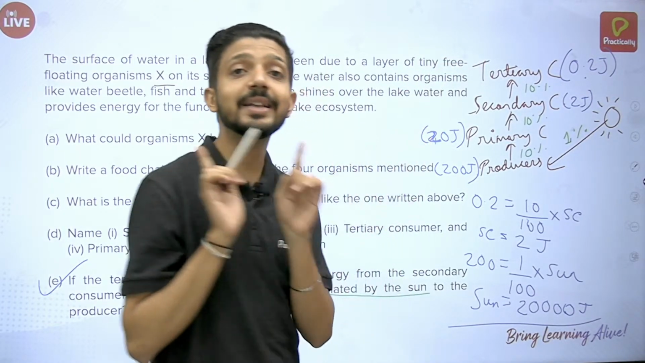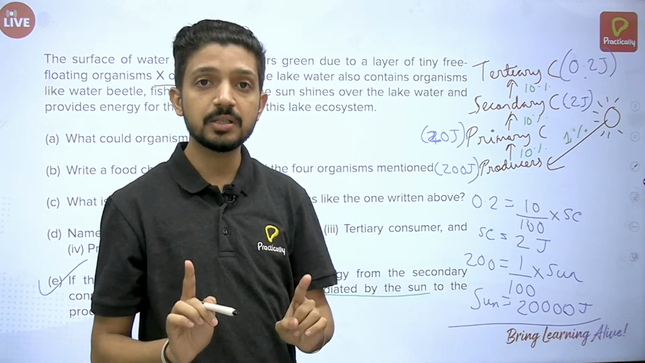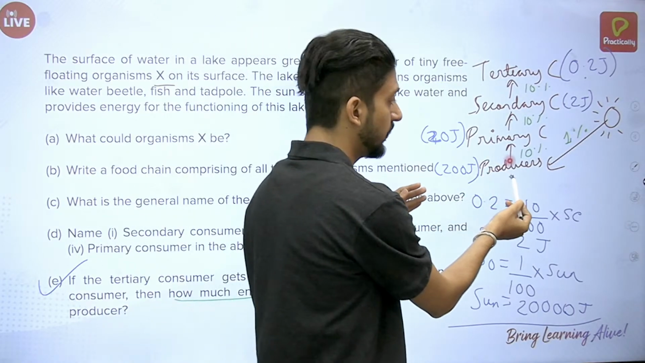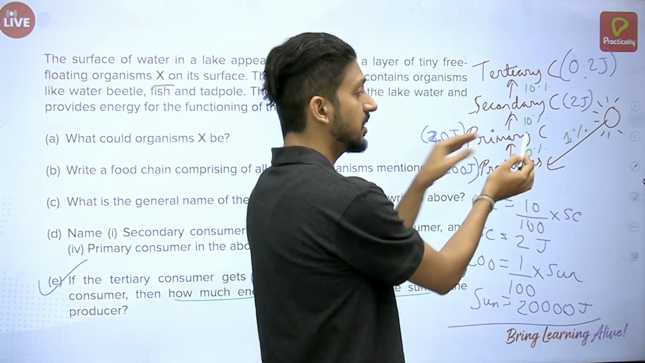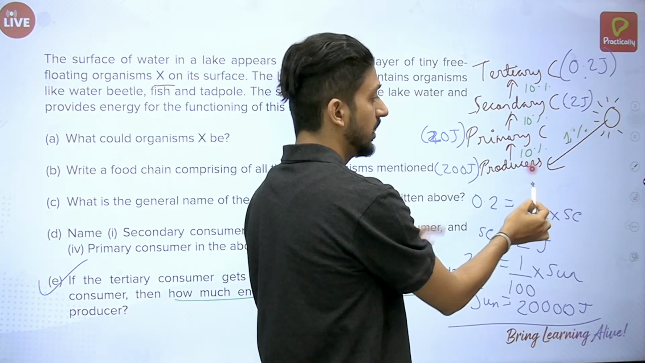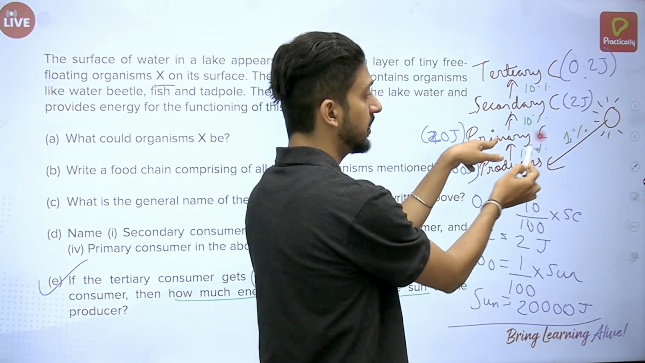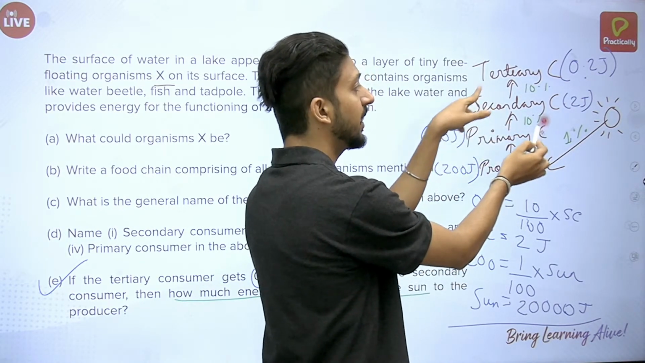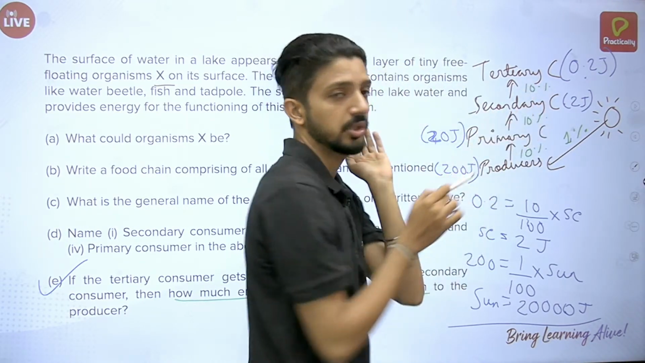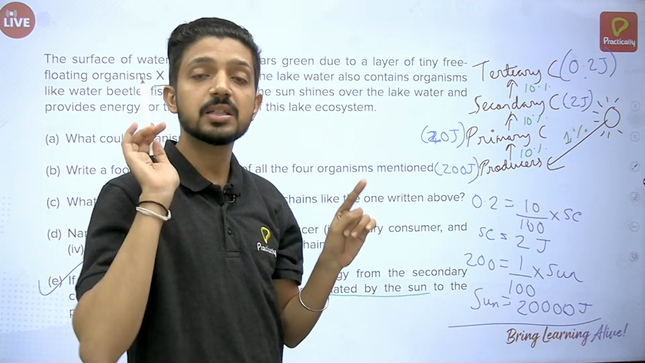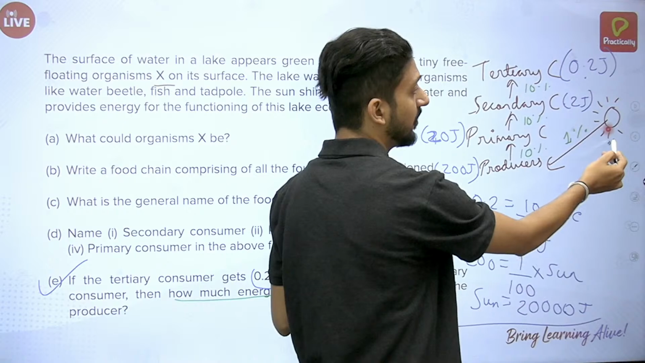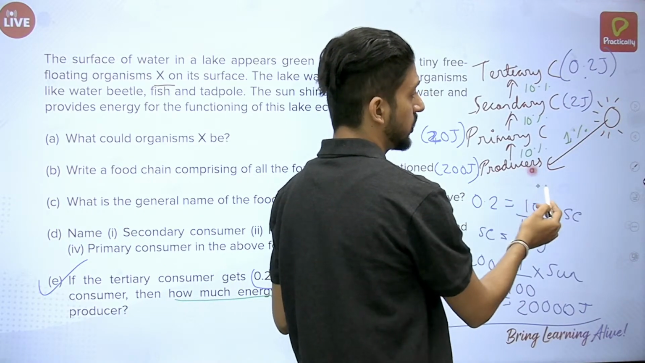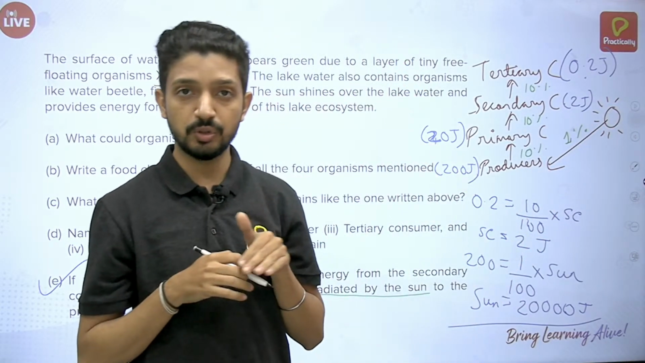Now we know the 10% law. The 10% law says that from a lower trophic level to the higher trophic level, the amount of energy which is transferred is only 10%. 10% of the producer's energy will be transferred to primary, 10% of that to secondary, 10% of that to tertiary. That is the 10% law. And there is one more rule which says that only 1% of the energy given out by the sun is trapped by producers. We are going to use both these concepts in this numerical.